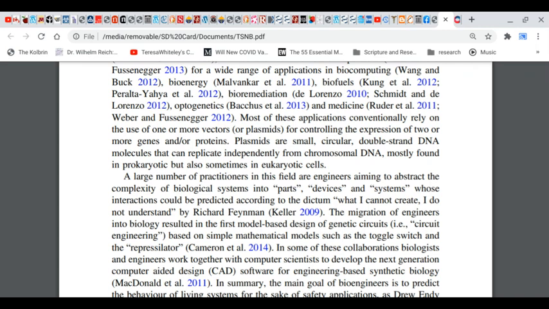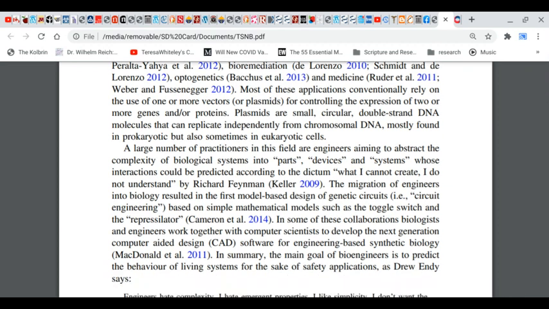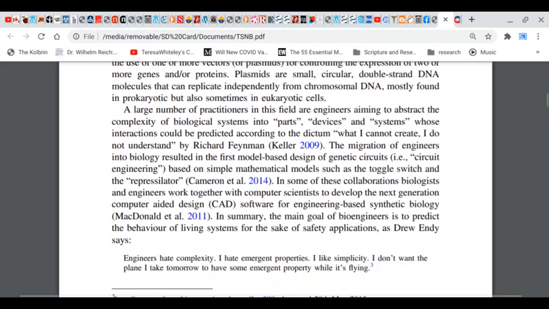The migration of engineers into biology resulted in the first model based design of genetic circuits, or circuit engineering, based on simple mathematical models such as the toggle switch and the repressilator. In some of those collaborations, biologists and engineers worked together with computer scientists to develop the next generation computer aided design, or CAD, software for engineered based synthetic biology.